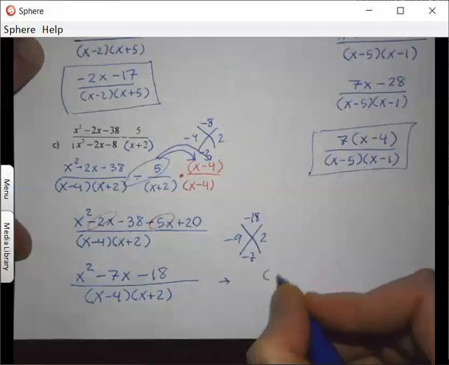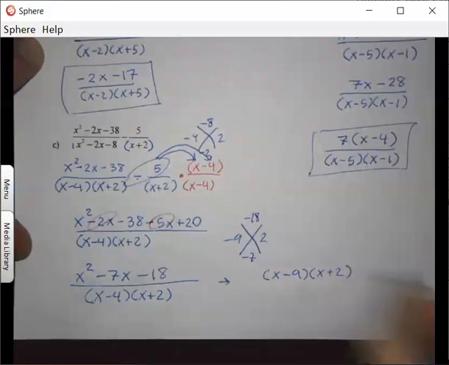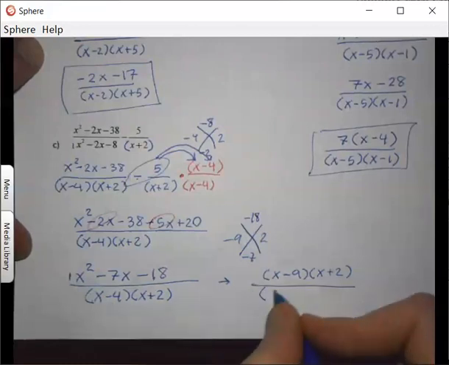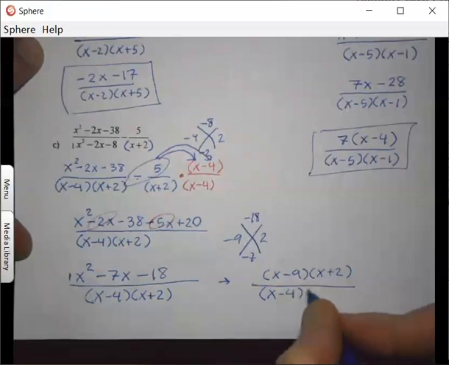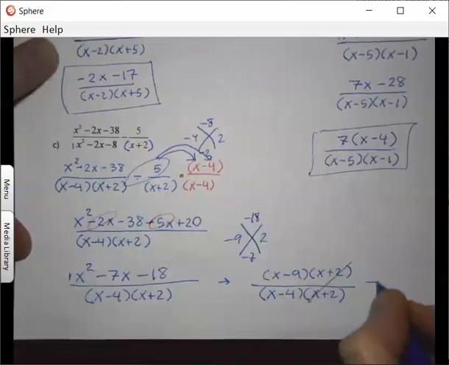So let's say x minus 9 times x plus 2, because again, we have a leading coefficient of 1, so we can go right to the factored form. My denominator was x minus 4, x plus 2. And we can see, in this case, we end up with a common factor in the top and bottom. We can divide. X plus 2 divided by x plus 2 is 1. So we're left with x minus 9 over x minus 4.